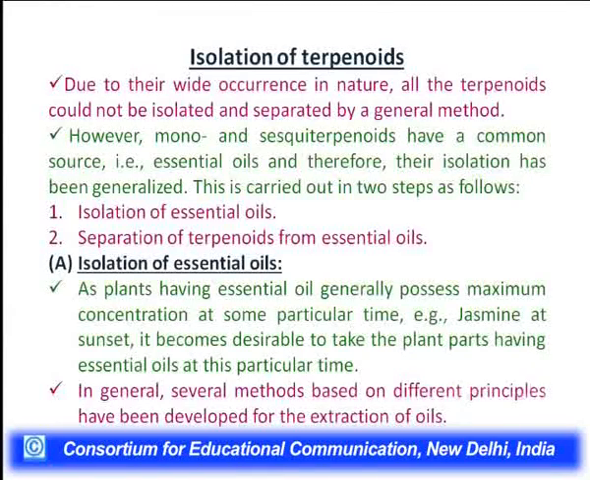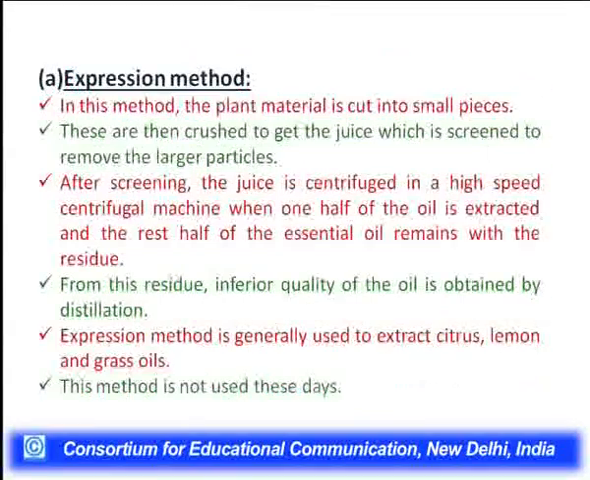As the plants having essential oils generally possess maximum concentration at some particular time, for example jasmine at sunset only, it becomes desirable to take the plant part having the essential oils at this particular time. In general, several methods based on different principles have been developed for the extraction of oils from these plants. The first method is the expression method. In this method, the plant material is first cut into smaller pieces.